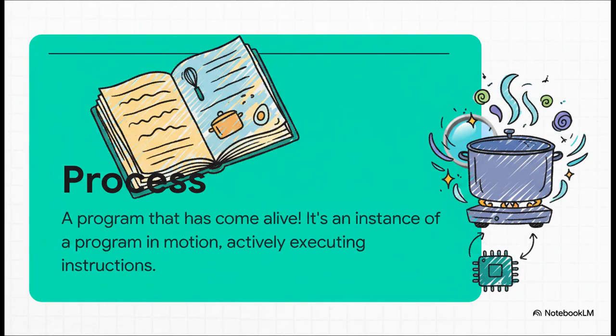And this is where the magic really happens. When you double-click that program file, the operating system steps in and creates a process. It takes that recipe book off the shelf and brings it to life. Suddenly, it's not just potential anymore. It's a living, running instance of that program, finally doing the job it was made for.